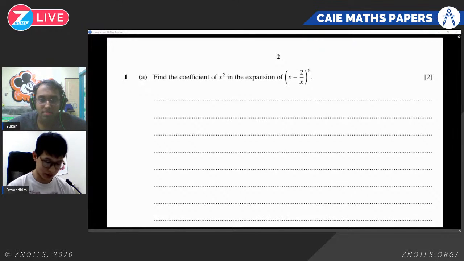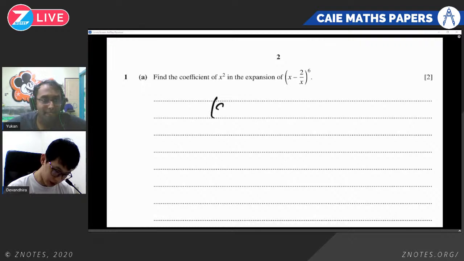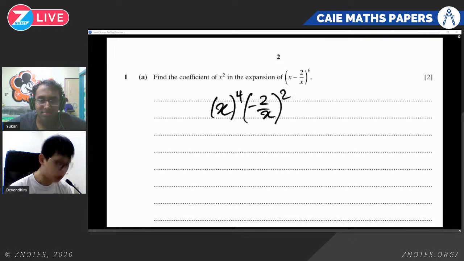Where do we start? In this case, because the power is 6, we can raise x to the fourth power, and then the second term, negative 2 over x, would be raised to the second power. Then we would have x to the fourth over x squared, which would give us x squared. Exactly. So we'll have x to the power of 4 multiplied by negative 2 over x to the power of 2. But are we missing something here? Yeah, the n choose 4 at the front. Exactly.